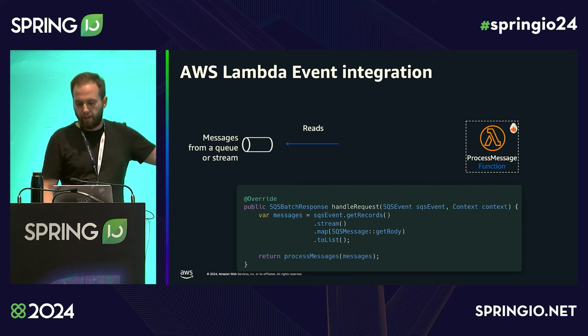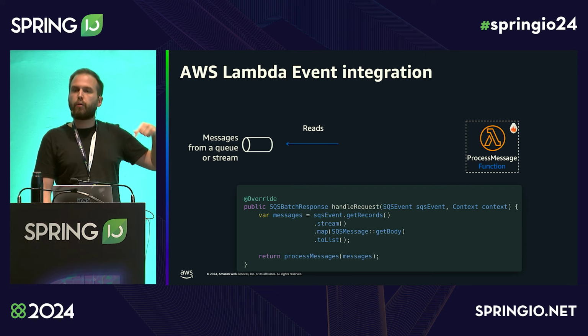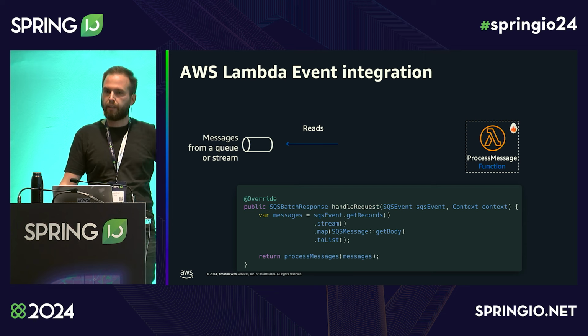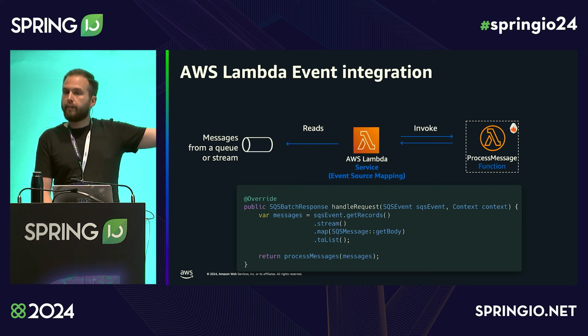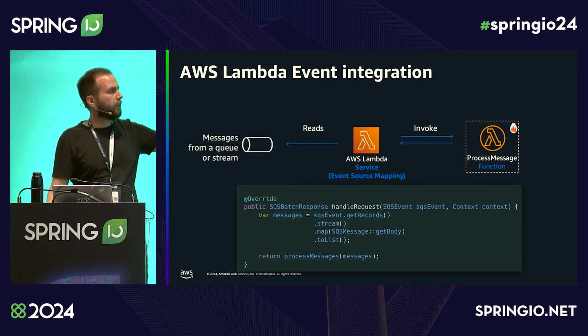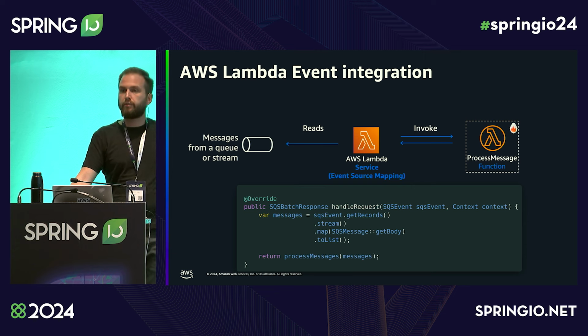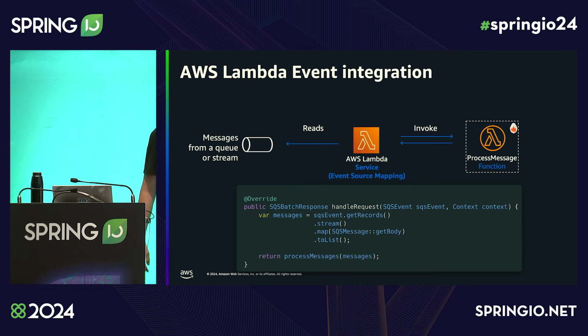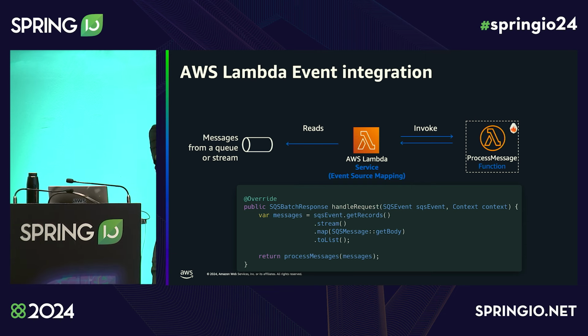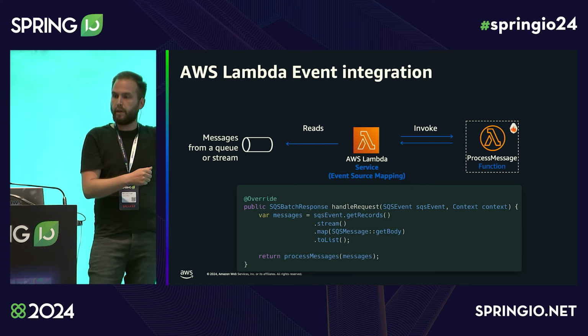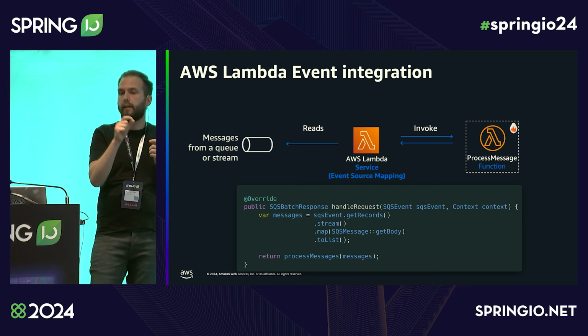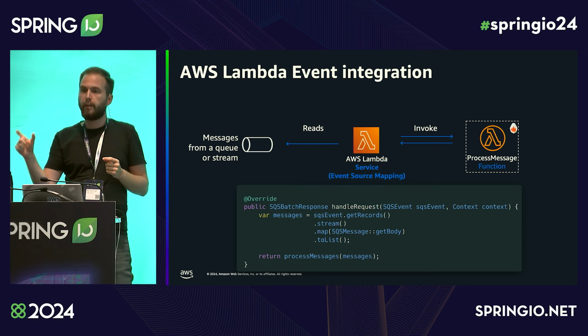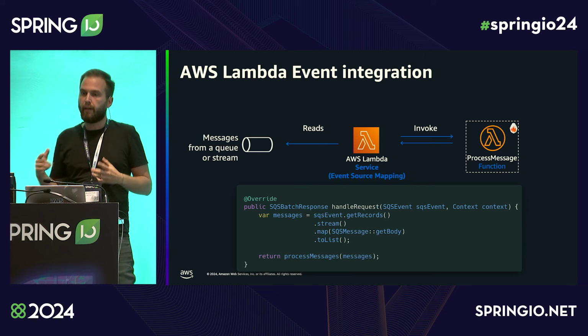And how come? Because the function is not polling itself for getting the actual messages. It's again the service with a concept called event source mapping. And this is very powerful if you think about that. The event source mapping is polling from Kafka or from RabbitMQ, taking the messages, and then invokes your function with the actual messages. And why is that cool?